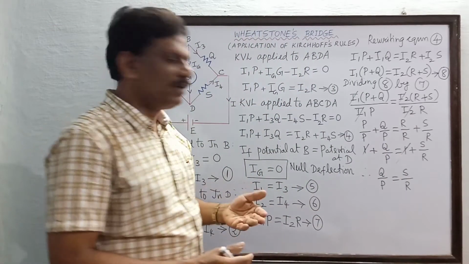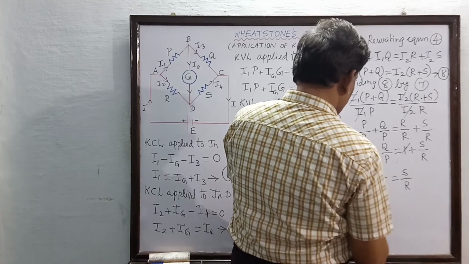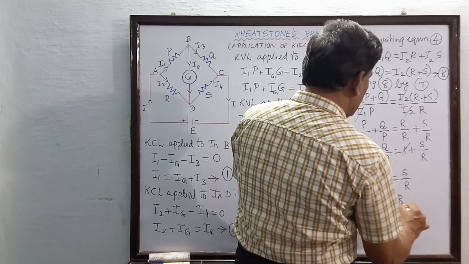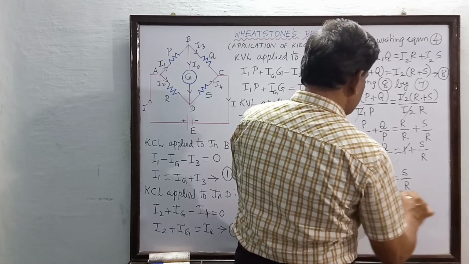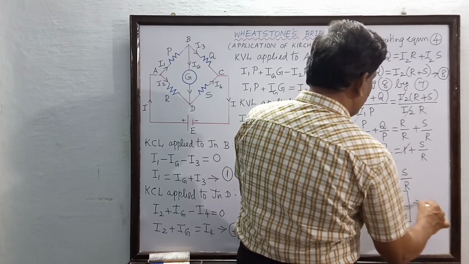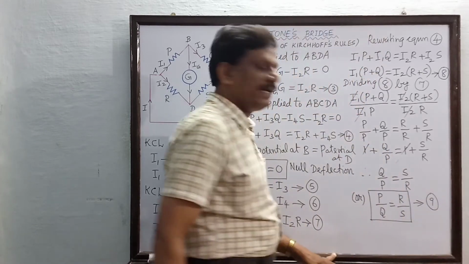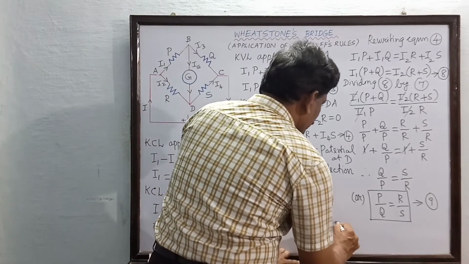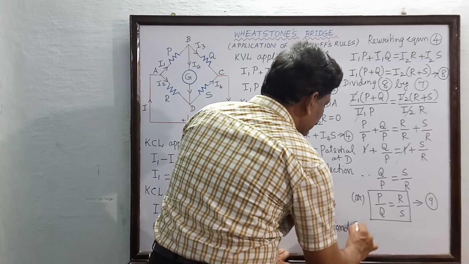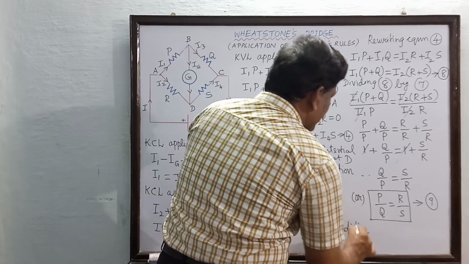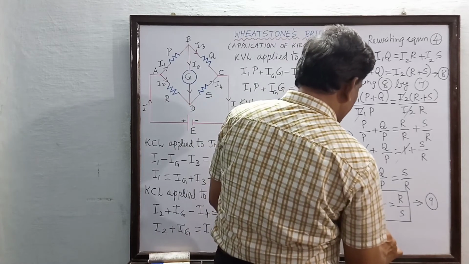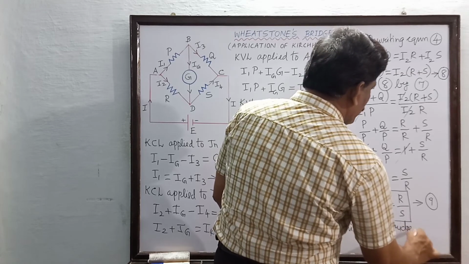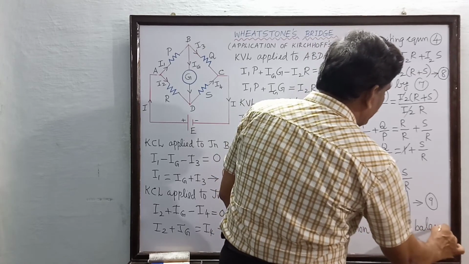Now taking reciprocal, we can write P by Q is equal to R by S. So this is the final equation which we are numbering as equation number 9. P by Q is equal to R by S. This is the condition for the bridge balance. So in the examination, if asked to derive the condition for the bridge balance, you have to derive that P by Q is equal to R by S.